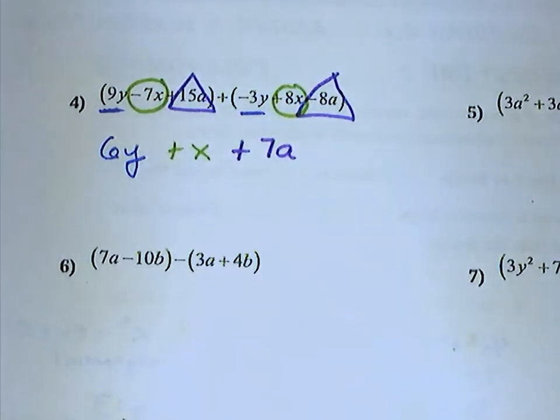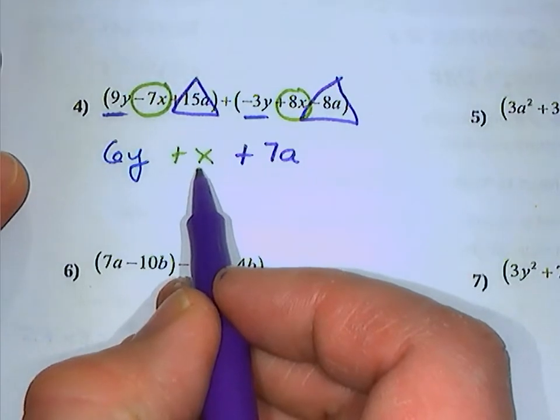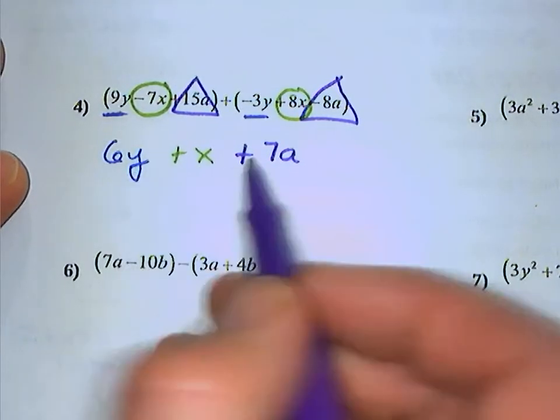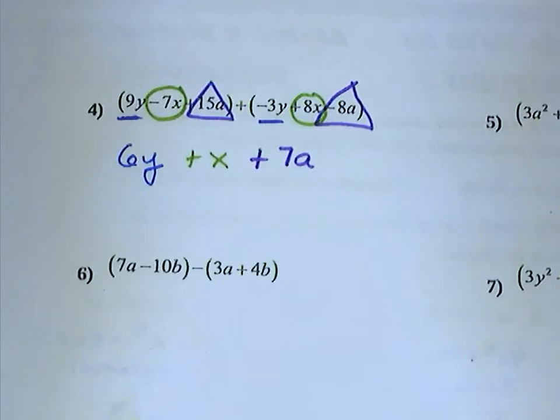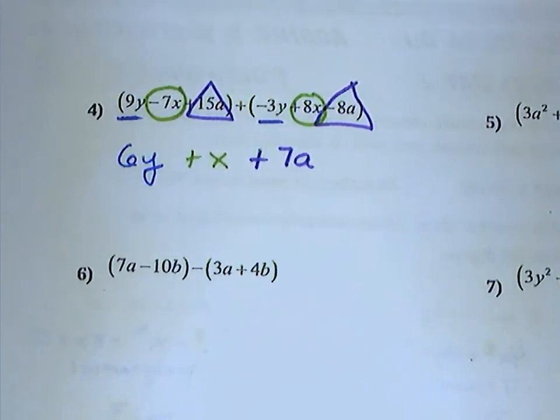Okay? Now, can I add 6y plus x? Are those the same? No. One's an x, one's a y. Leave those separate. Same thing with the a. I can't put x plus 7a. Those are unlike. The only thing you could do to make this perfect standard form is, if you have a bunch of variables that are different, in this case x, y, and a, usually we write it in alphabetical order.